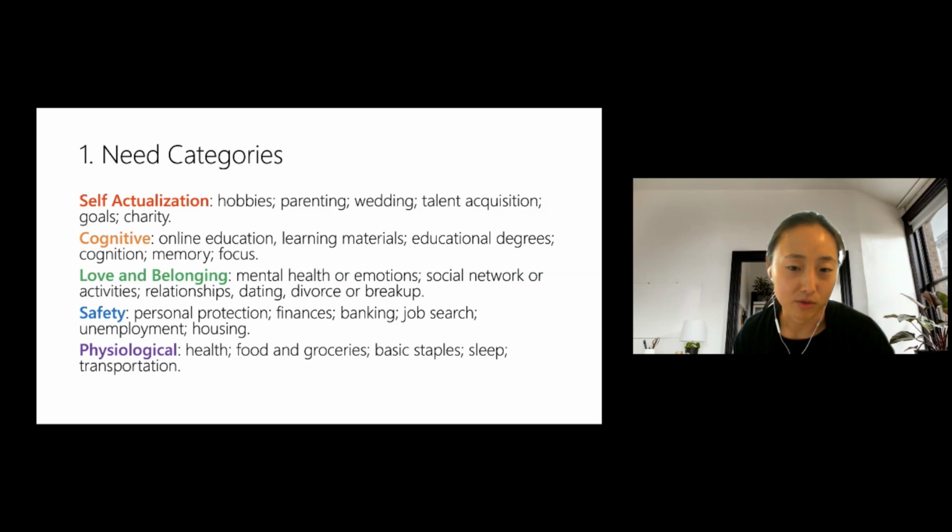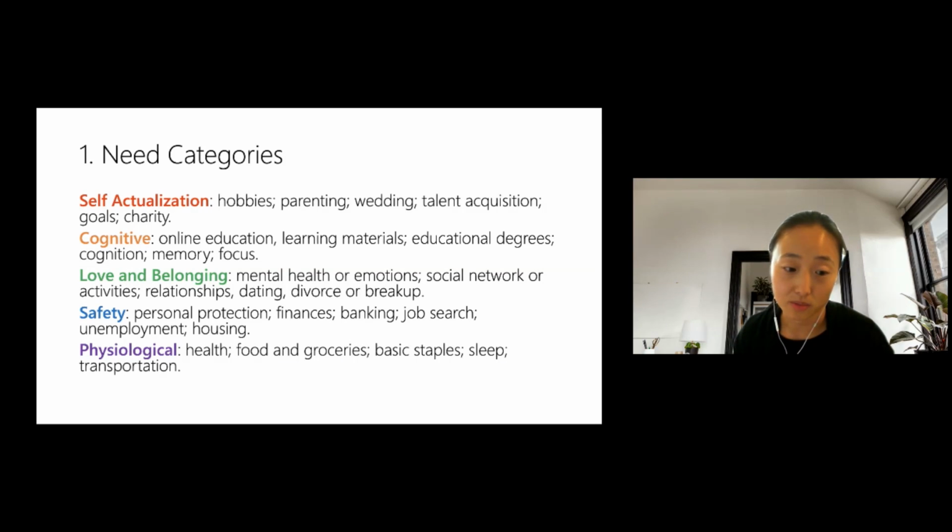Self-actualization needs are about realizing personal potential and growth through recreational activities, parenting, or weddings. Cognitive needs relate to pursuit of knowledge and intelligence, such as online education or educational degrees. Love and belonging needs are social emotional needs, such as relationship or mental health, social network or social activities. Safety needs stem from the desire to seek order, stability, and protection.